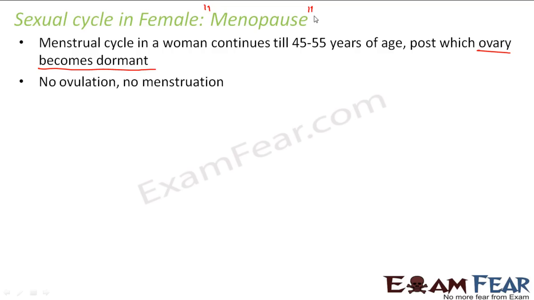Right? So with this, I think I have reached the end of sexual reproduction in human beings, and I hope that I have been able to explain how reproduction occurs in human beings, and what the different sexual cycles are that happen in a female.